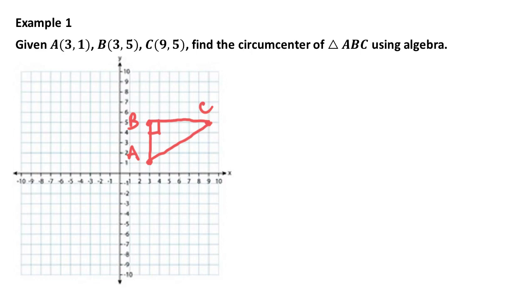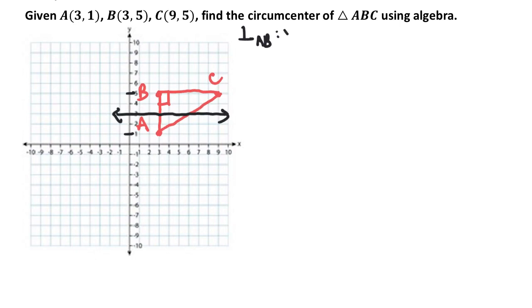First thing we have to do, we need to find the perpendicular bisector of AB. All right, what is the midpoint of AB? It's 1 plus 5, which is 6, divided by 2, which is 3. So the perpendicular bisector of AB is going to be this line right here, the line y equals 3. That's easy.